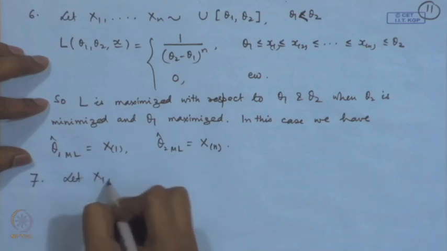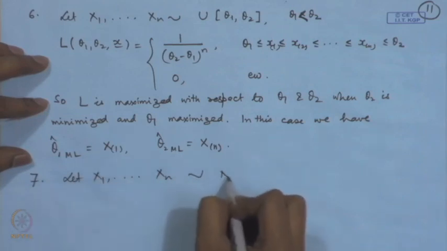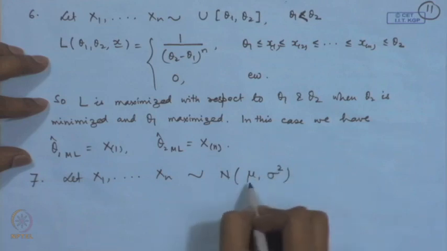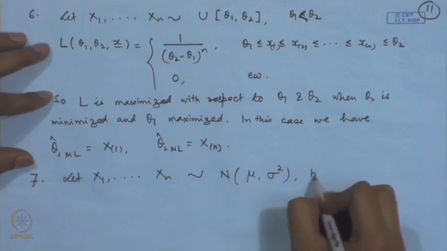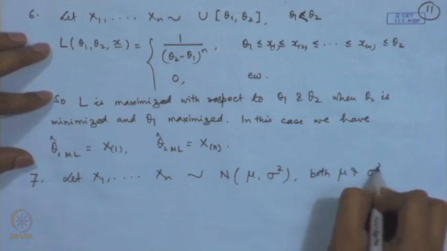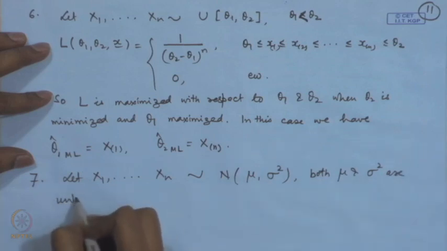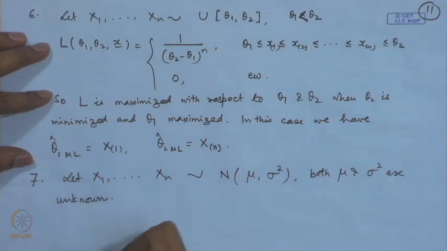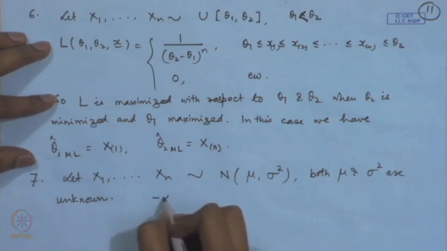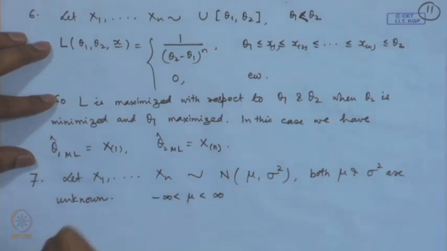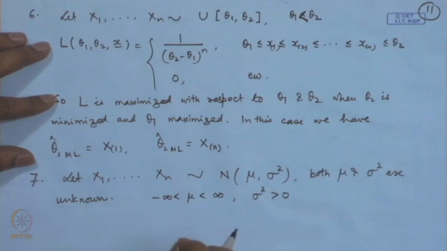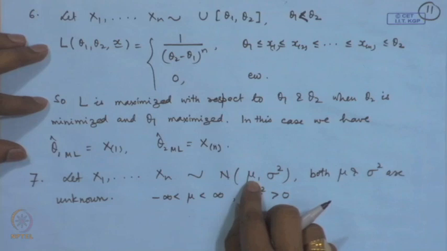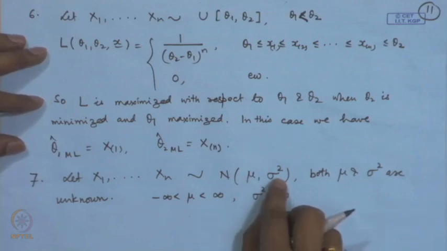So, we have x 1, x 2, x n, a random sample from normal mu sigma square as before. However, both mu and sigma square are unknown. So, in general you remember that in the normal distribution the mean parameter may vary from minus infinity to plus infinity and the variance parameter will be from 0 to infinity. Now, in this case when we want to find the maximum likelihood estimator, we will find it for both mu and sigma square.